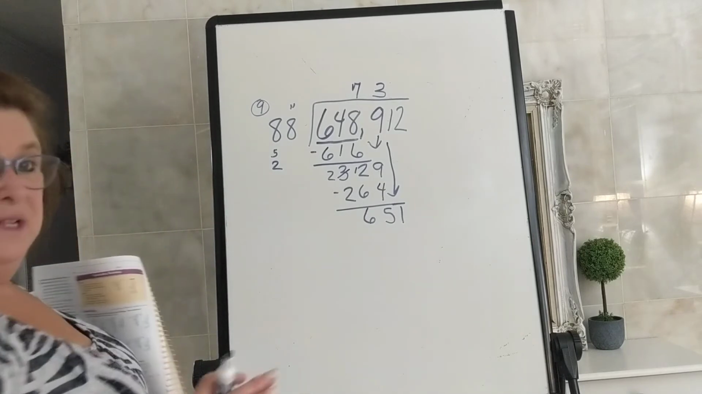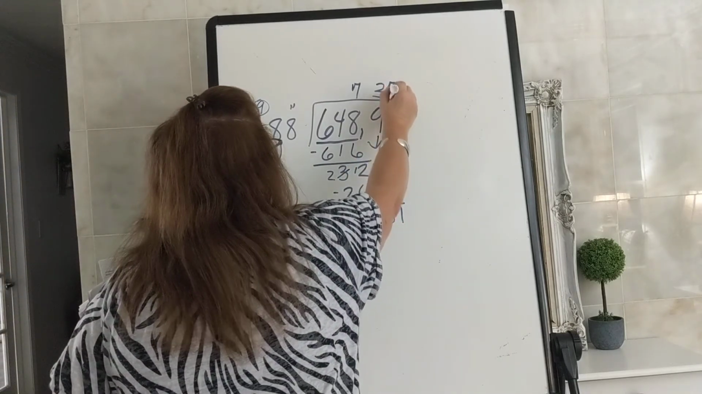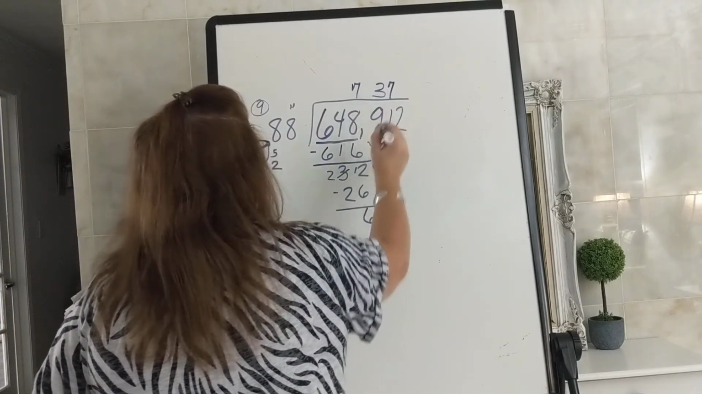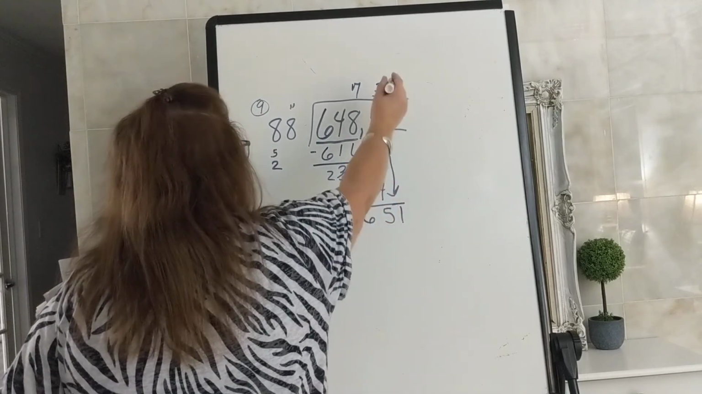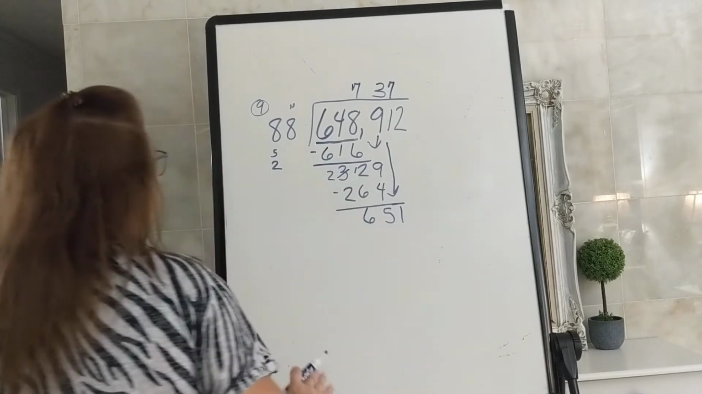9 times 7 was 63, so I think that's where we better head. So we'll put a 7 up there above our 1. Make sure you get your 7 right above that 1. Don't get it over into your 2 at all. We need a straight column. 7, 1, 1, and what we're going to multiply underneath.